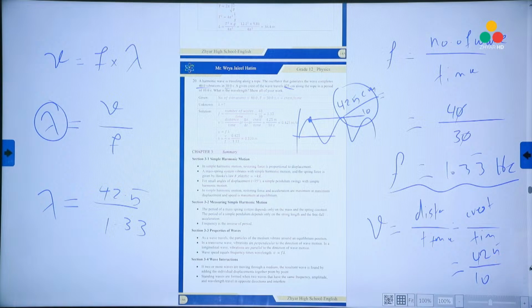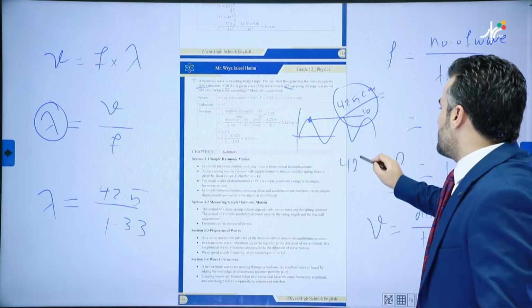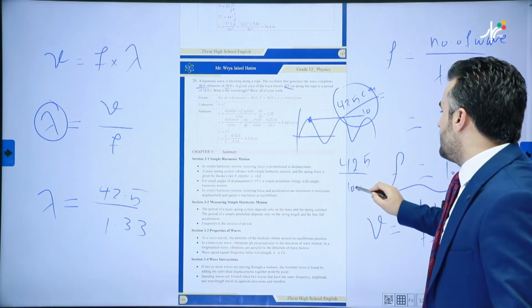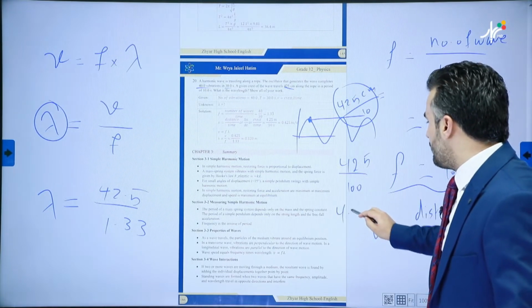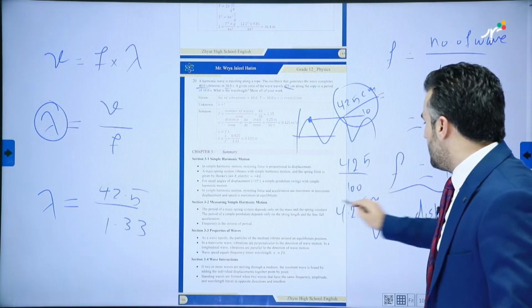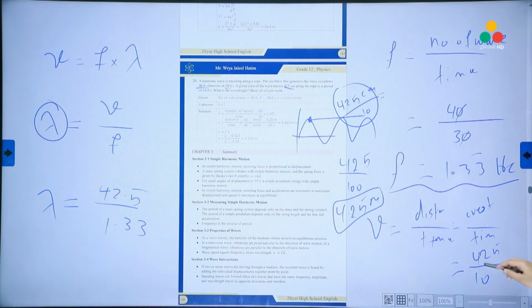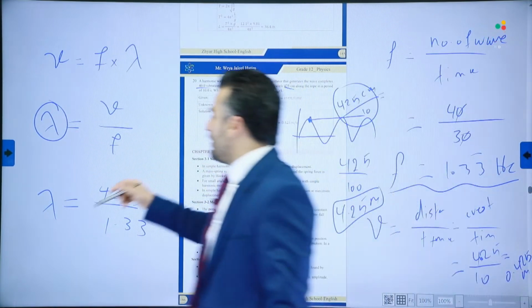If you do this one in meter, let me start with this. 425 divided by 100, you'll get this in meter. So it's going to be 4.25 meter, yes? And then if you divide this one by 10, 4.25 divided by 10, you'll get 0.425 in meter.